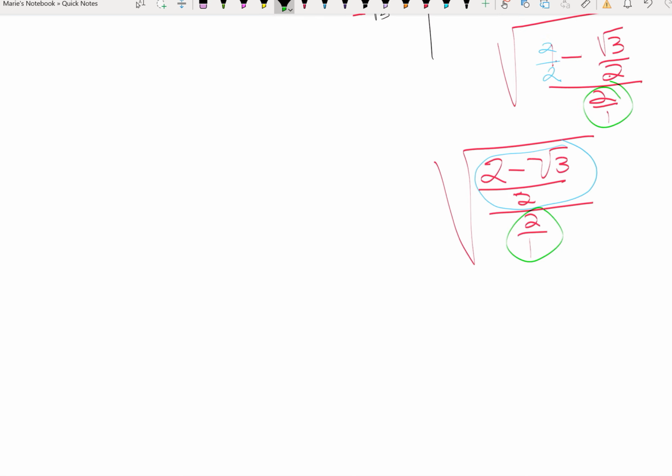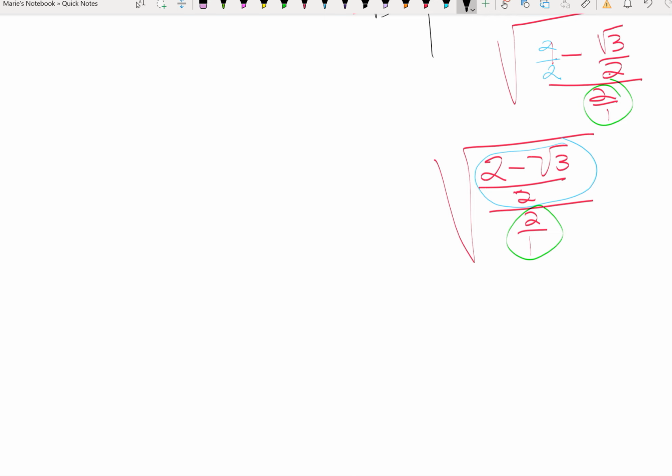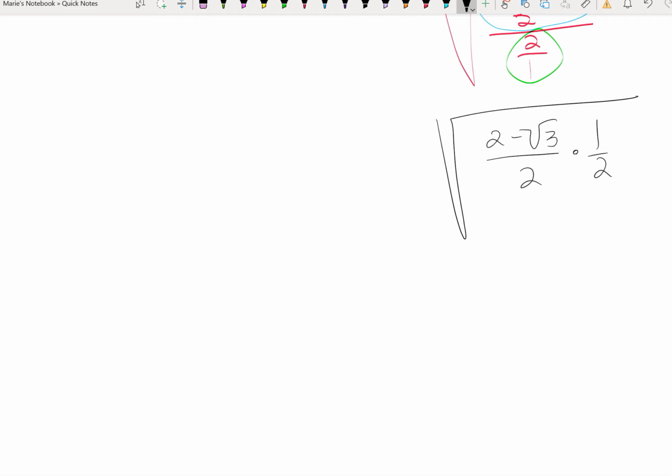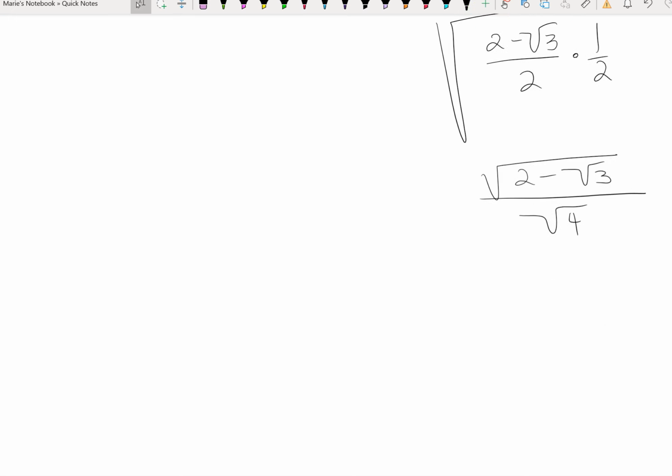Sorry, the screen got stuck. Okay, so this keep change flip with inside the radical, I have 2 minus square root of 3 over 2 times 1 over 2. And so if I re-express this as square root of 2 minus square root of 3 over square root of 4, obviously my denominator becomes a 2. And in reality what I have then for an answer is 1/2 the square root of 2 minus square root 3.